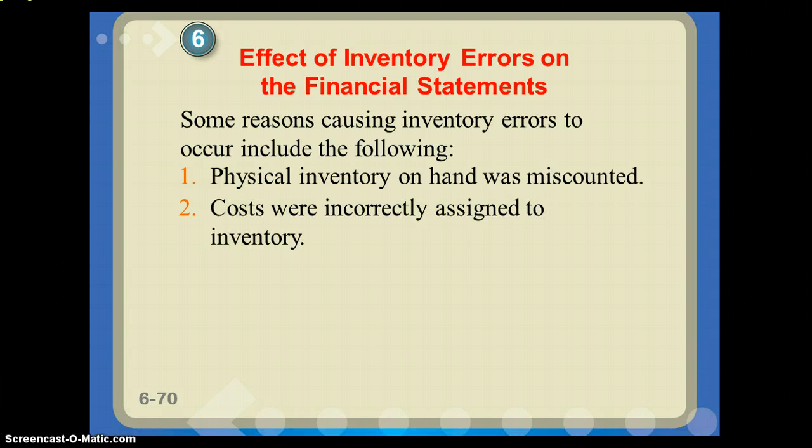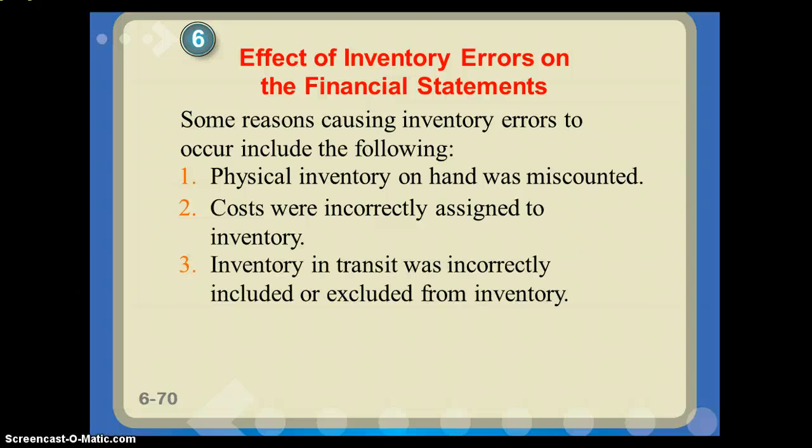Also, we might have incorrectly assigned costs to inventory. Think about when you were doing those FIFO-LIFO tables. If you did one incorrectly and you assigned the incorrect cost, it's not going to match up and be shown correctly. Also, inventory in transit was incorrectly included or excluded from inventory. So maybe you sold it, but you still counted it in inventory, or you bought it, but it hasn't been here yet, and you counted it in inventory. So depending on when you make those records and when you actually receive it physically on hand, if you don't keep tight records of that, it could also cause a problem.